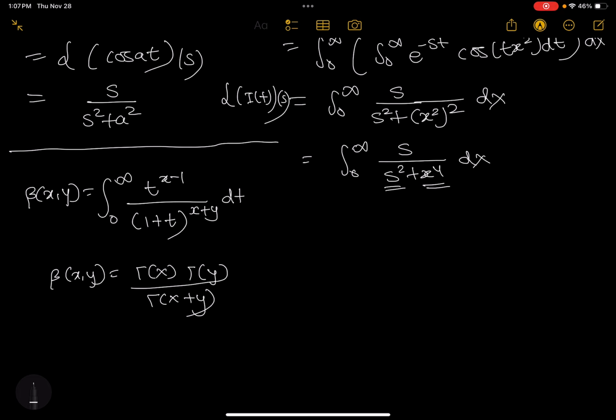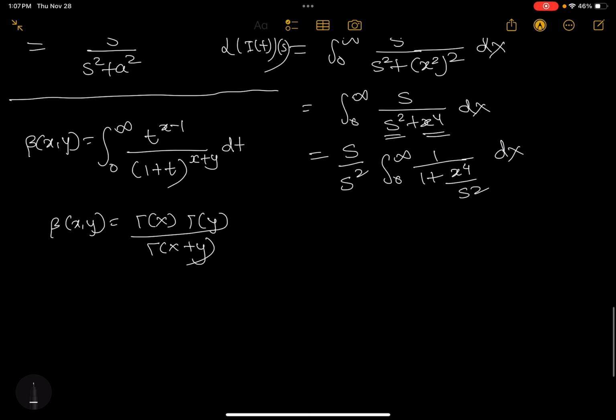Now let's just try to solve this one. First of all, I want to make this s square as 1. For that, I can just take s common from the numerator and s square common from the denominator, so 1 to infinity, 1 by 1 plus x to the power 4 by s square, and this is just dx. Now I need to make this as t.